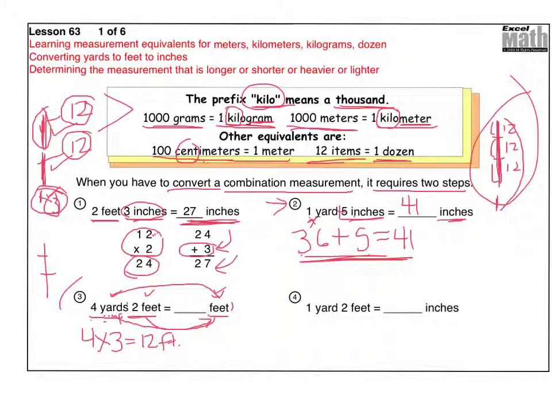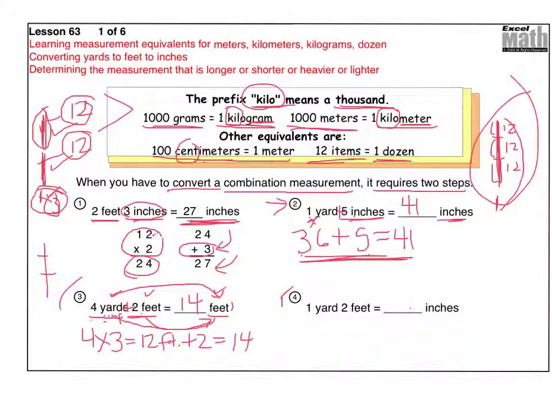And then we have plus an extra 2 feet. 12 plus 2 is equal to 14. So the answer is 14 feet. Did you get it right? Or did you do 4 times 36 and get some big giant number? Okay, well, be careful. You have to know what you're converting here. Go ahead and pause the video and do number 4 and then turn it back on when you're ready for the solution.